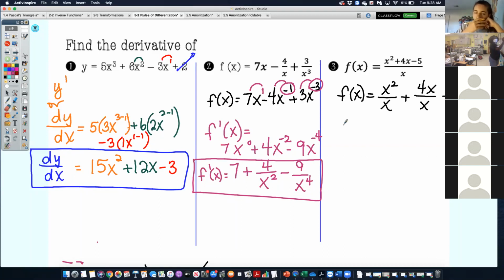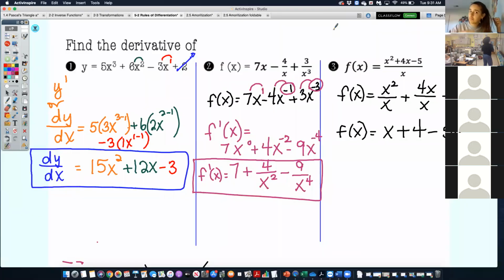What's x squared divided by x? X. What's 4x divided by x? 4. And then this becomes just a -5 over x, but how can I rewrite it? It would be 5x to the -1 power. That is my original function, fully simplified. Now I can find the derivative, okay?